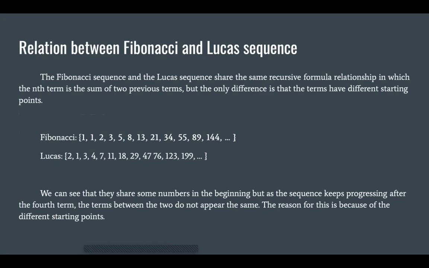Now, if you look down below this, I put down the Fibonacci sequence and the Lucas sequence, the first 12 terms of those sequences. We can see in the beginning, they both share some similar terms, such as 1, 2, and 3. But after that, the terms do not appear the same. The reason for this is the different starting points. So we can see how big of a difference it makes later on to have different starting points. Even though the difference is only just 1, it makes a big difference as you're adding up.